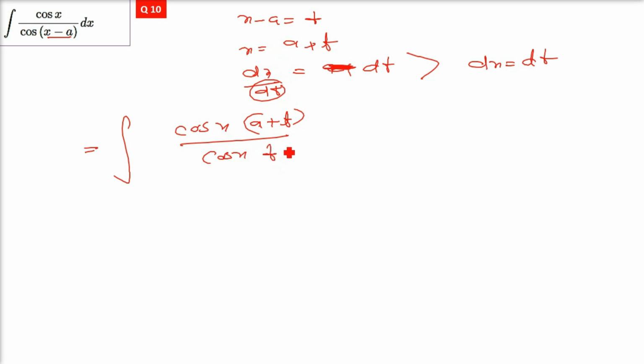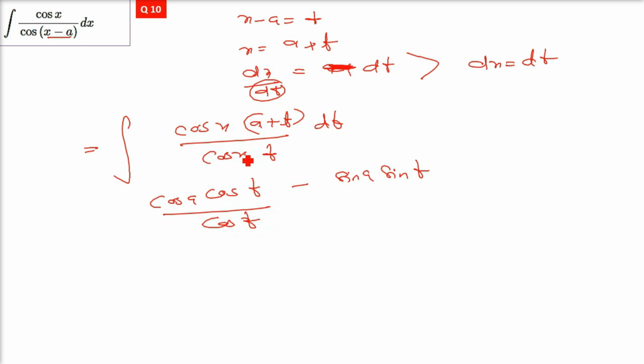In place of x, you are going to write t. So cos(a + t) we are talking about, and cos t we are talking about. It's not x. I've just written it for saying that x is a plus t, and here x is t. So the cos(a + b) formula, cos a cos b minus sin a sin b, you already know. Cos t is already there in the denominator, so this x will not be there. Numerator also you can just cancel it out.